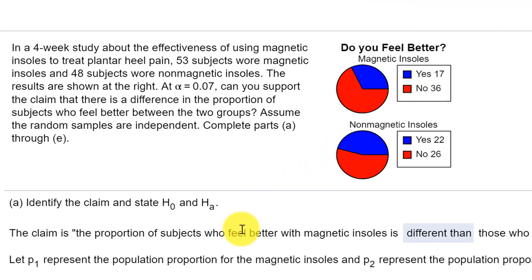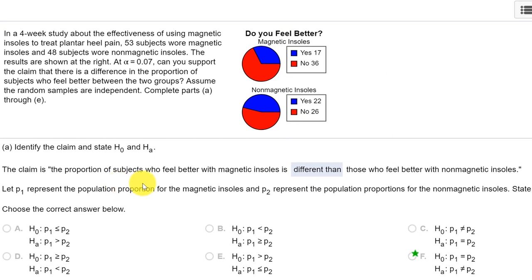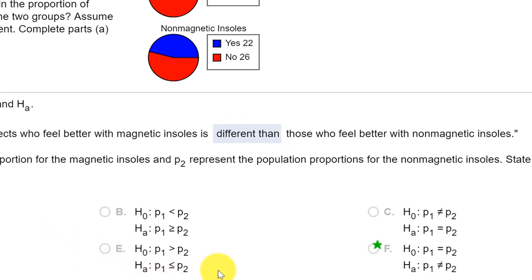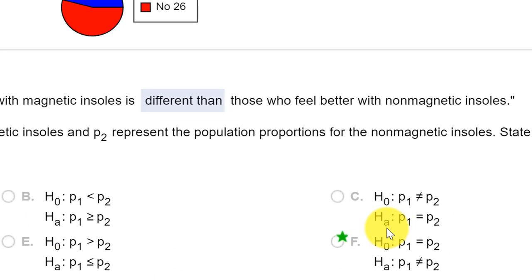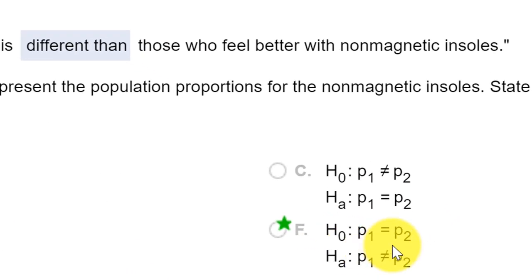First thing we have to do is identify the null and alternative. Here it says, can you support the claim there is a difference? If there's a difference, that means that the two proportions are not equal. So the proportions of the two groups are different. And if we look at the options there, we will find over here that proportion 1 equals proportion 2, and the claim is that the two proportions are not equal.